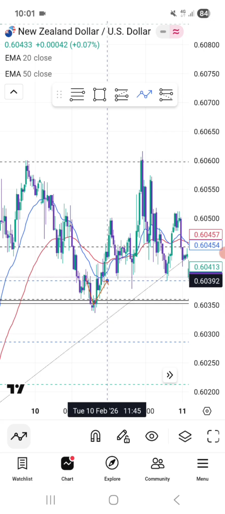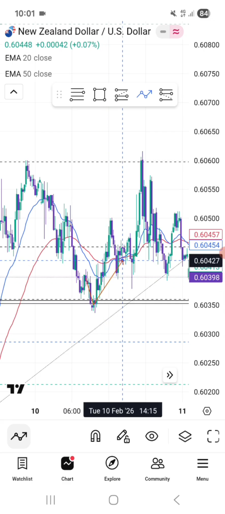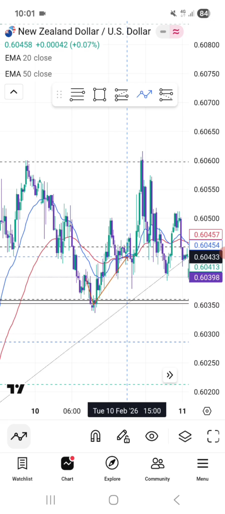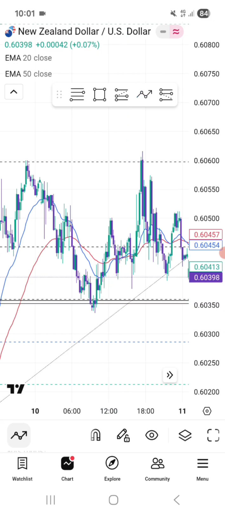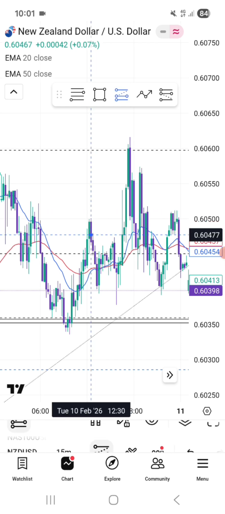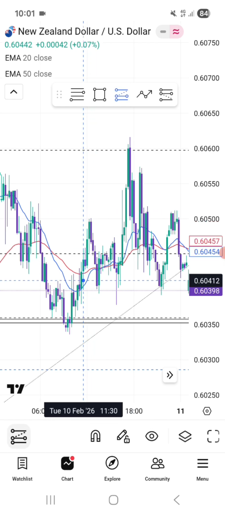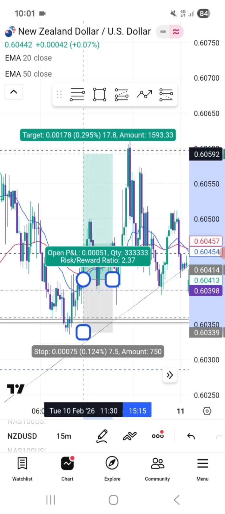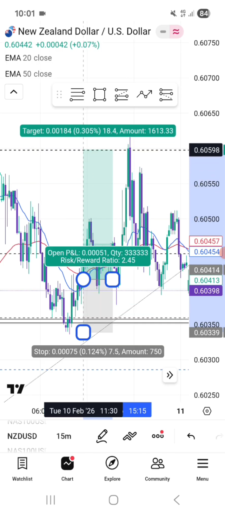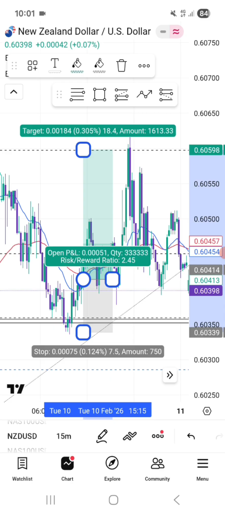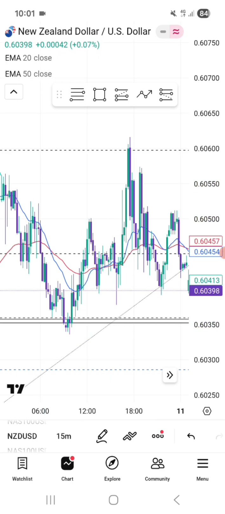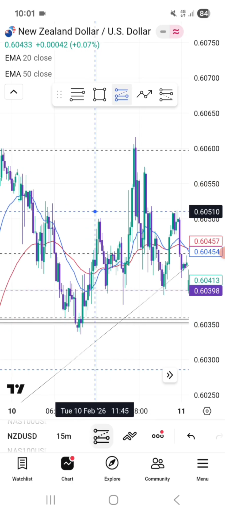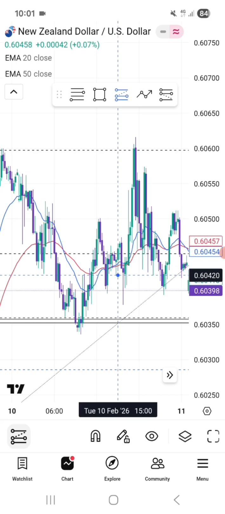Or we can just take buys whenever our EMA crosses right around here. So our first buy opportunity will be around here, stop loss below this level, and then targeting the 0%. So it is a good 1 to 2.4 RR trade.